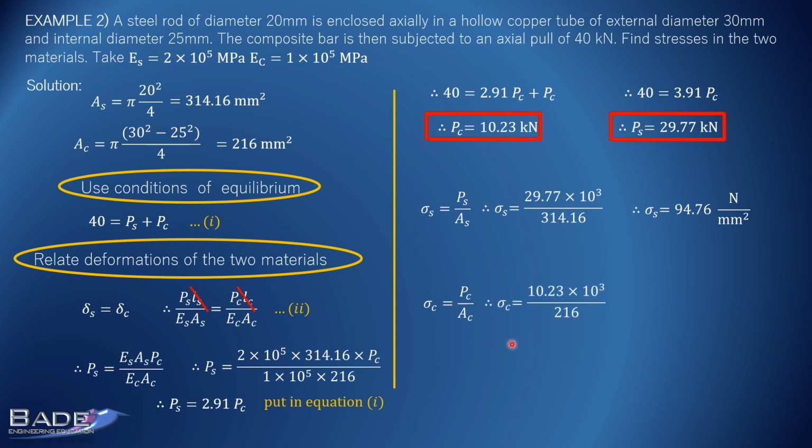Sigma C is PC upon AC. So load on copper we already know, divided by cross sectional area of copper, and you got the value. Don't forget to write unit, don't forget to write nature, and this is how we have found out stress in steel and stress in copper.